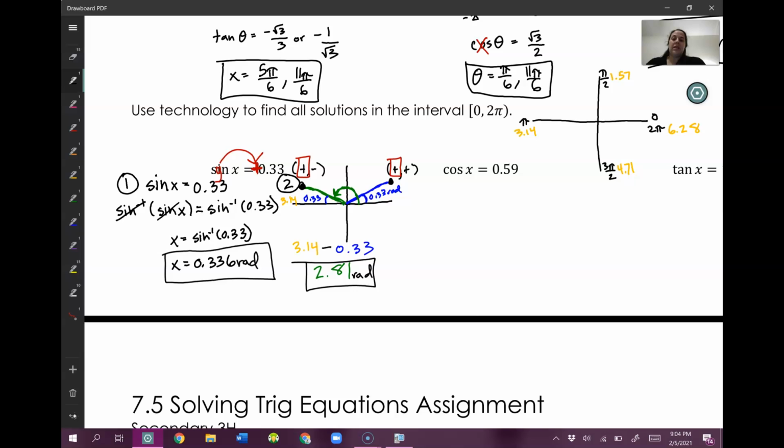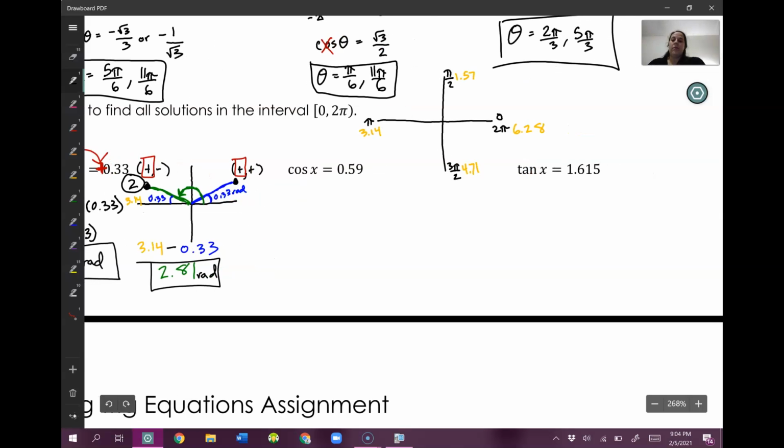So we're essentially saying 0.33 radians. So if you did sine of 0.33 radians, you get 0.33. And if you went in your calculator and did sine of 2.81 radians, it would also give you 0.33. Both of those are my answers. Now, this is a little bit more of a complicated process, so let's try another one.